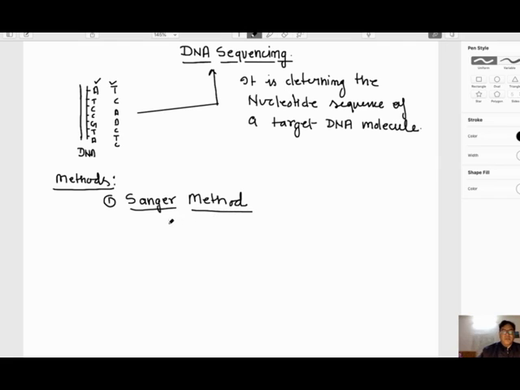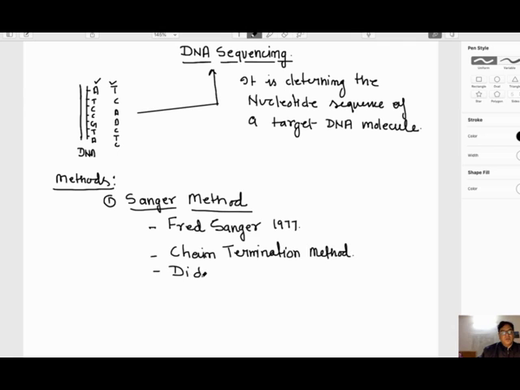Sanger method of DNA sequencing. It was developed by Frederick, also known as Fred Sanger, and his colleagues in the year 1977. This method is also called the chain termination method, or it is also known as dideoxy sequencing.